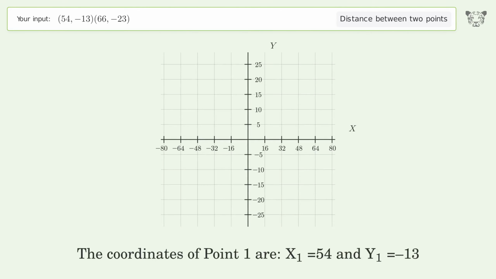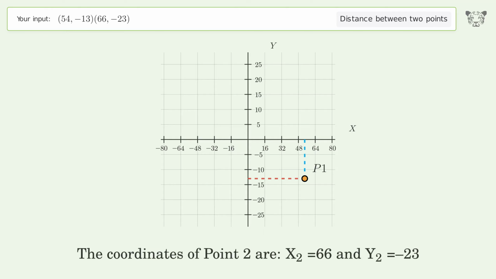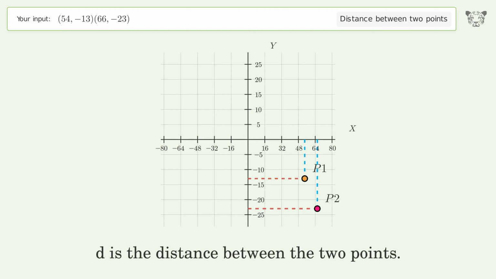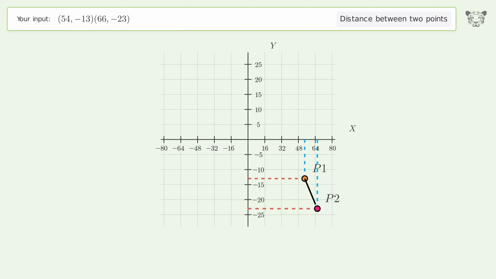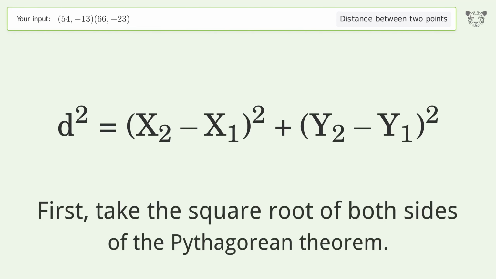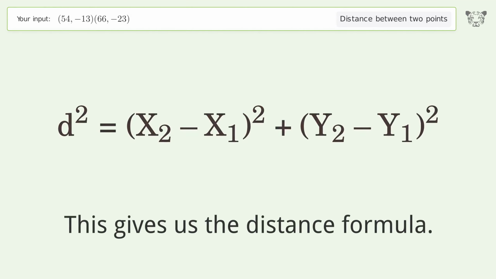The coordinates of point 1 are x1 equals 54 and y1 equals -13. The coordinates of point 2 are x2 equals 66 and y2 equals -23. D is the distance between the 2 points. First, take the square root of both sides of the Pythagorean theorem. This gives us the distance formula.